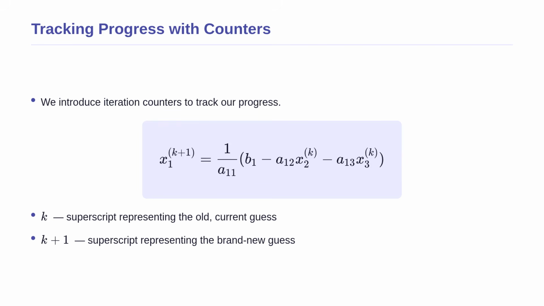Now that we have our isolated formula, we need a way to track our old and new guesses. We introduce iteration counters using superscripts. We use a superscript with the letter k to represent our old, current guess. We use the superscript k plus 1 to represent the brand new guess we are calculating right now. This notation is crucial because it helps us keep track of which numbers are fresh and which are outdated. If the old guesses change, the new guess will shift accordingly, pulling us closer to the true solution with every single cycle.